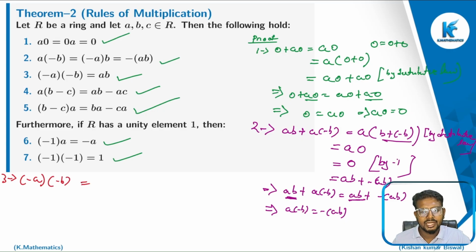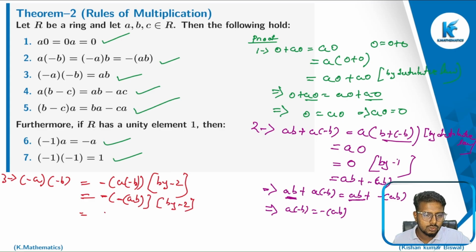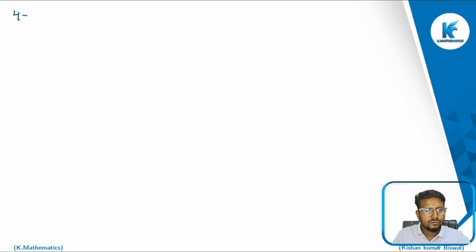Next, to prove the third property, so here minus a into minus b. So here we can write by property 2, minus a into minus b can be written as minus of a into minus b. Again by property 2 ये हो जाएगा minus of minus a into b. So this is equal to ab. And to prove property 4, here we can write a into b minus c equal to a into b plus minus c by definition of ring. And again this is equal to a into b plus a into minus c by distributive law.